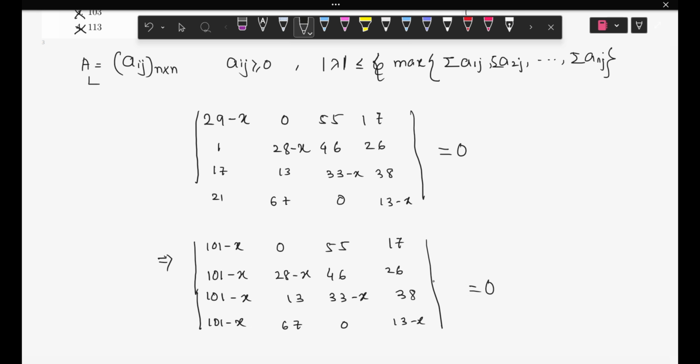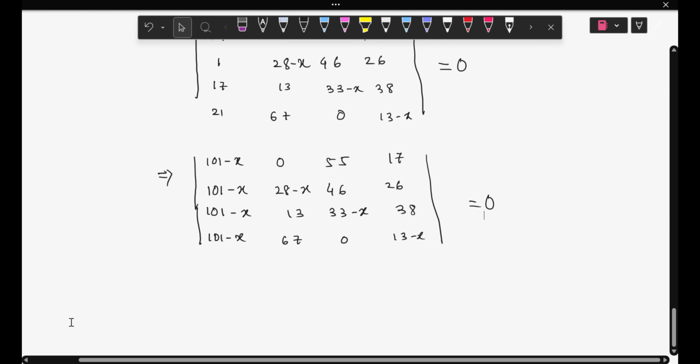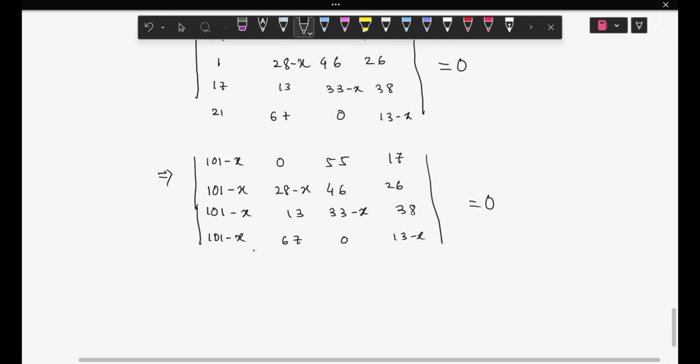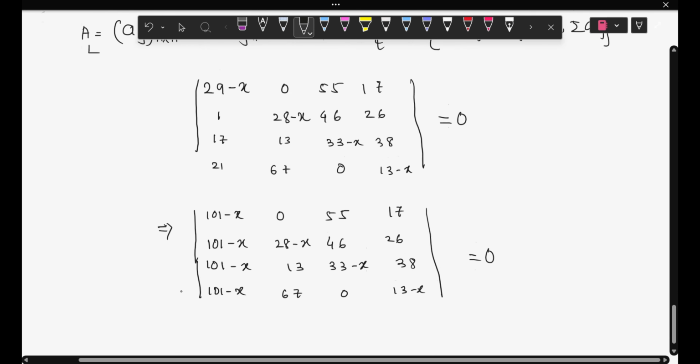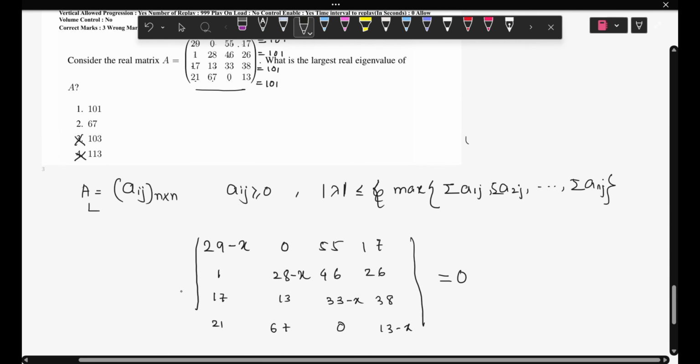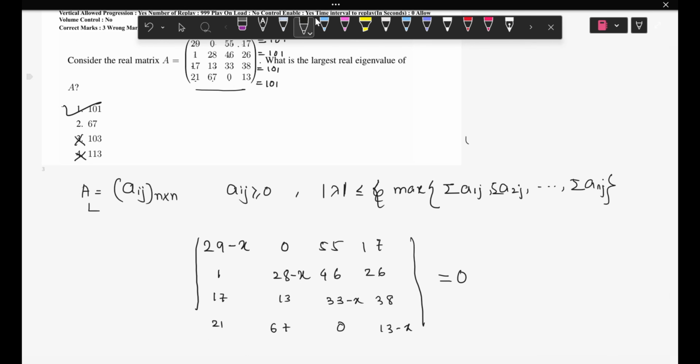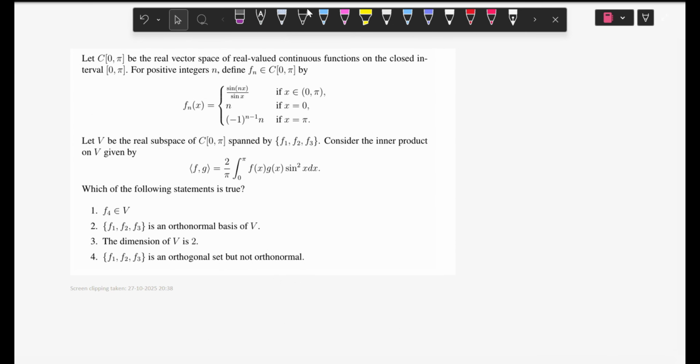So if you take 101 minus x common from the first column, in that case you can say 101 is an eigenvalue of this matrix. So 101 is an eigenvalue of this matrix, and that is the maximum eigenvalue of this matrix. So option 1 is the correct option. Now let's move on to the next question. This is the next question.